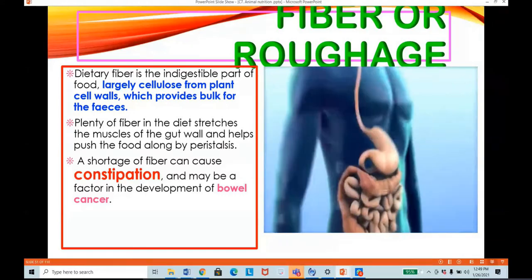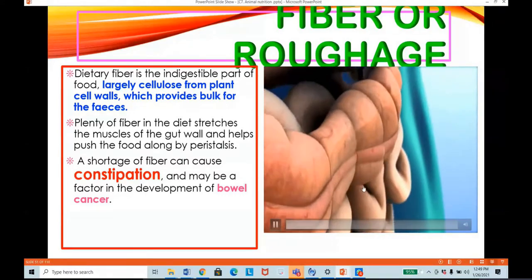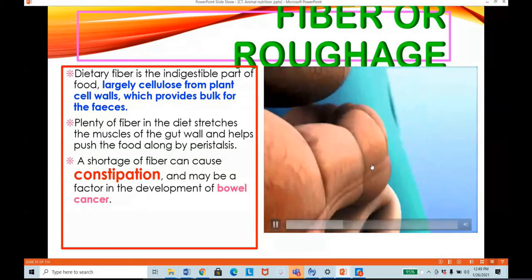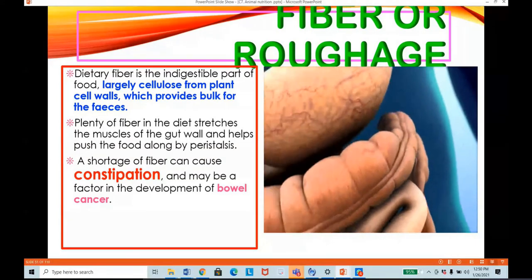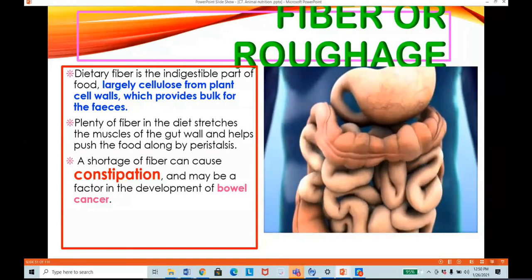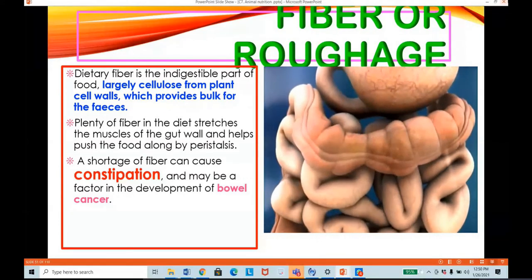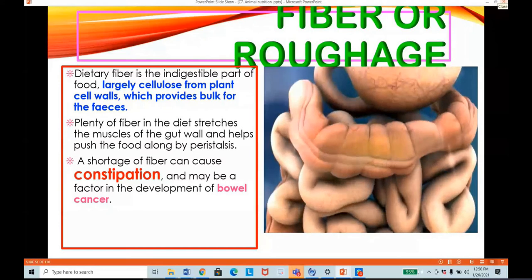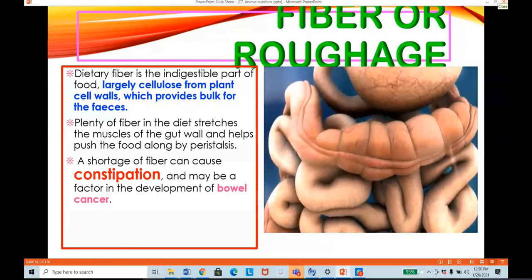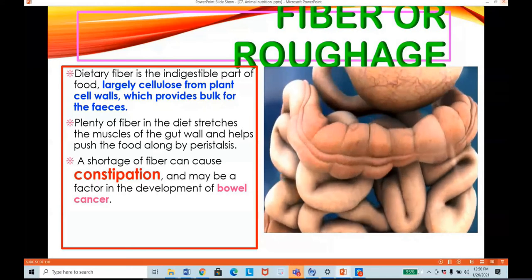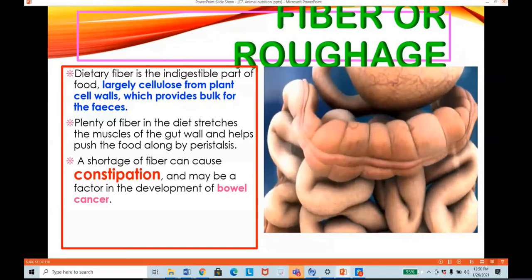You can see the person's alimentary canal here, and the food is moving through the small intestine. After that the food reaches the large intestine, from where the waste is excreted out. Do you see how the food is moving through the small intestine over here? For this smooth movement of the food through your intestines, the fiber or roughage is very, very important. Why? Because it softens the food and makes it easy for the food to pass through your intestines, and finally when the waste is being removed from your body through the anus, the procedure becomes very, very easy.